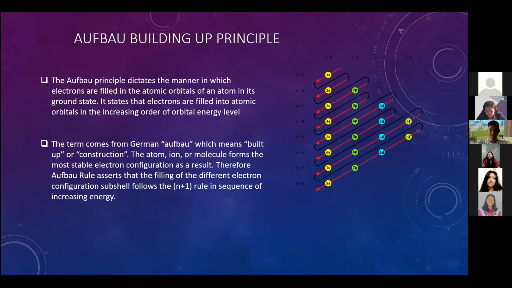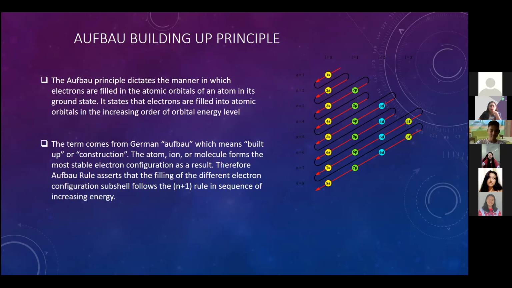The Aufbau principle dictates the manner in which electrons are filled in the atomic orbitals of an atom in its ground state. It states that electrons are filled into atomic orbitals in increasing order of orbital energy level. According to the Aufbau principle, the available atomic orbitals with the lowest energy levels are occupied before those with higher energy levels. The term comes from the German Aufbau, which means built up or construction. The atom, ion, or molecule forms the most stable electron configuration as a result.